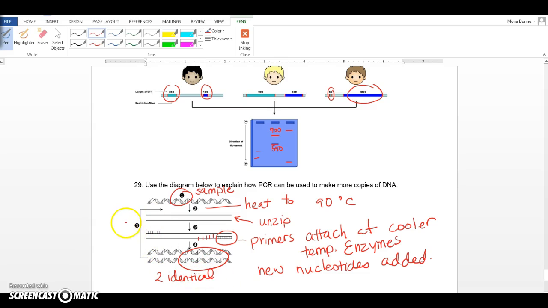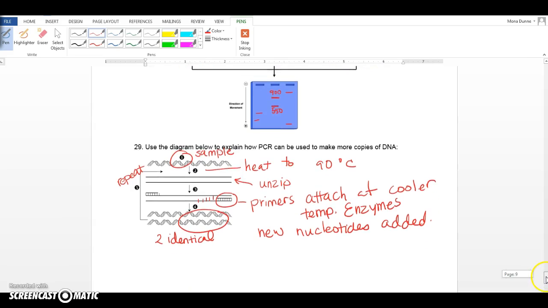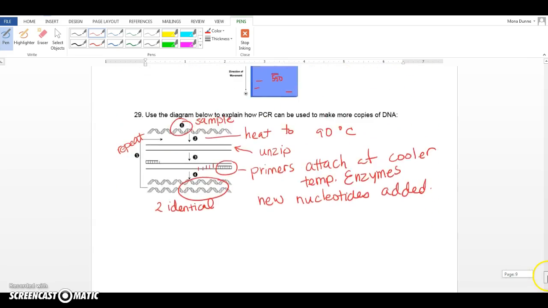And number 5, this process is just going to repeat again. We're going to heat up the DNA again. More primers are going to attach. New nucleotides are going to come in. And all of a sudden, we're going to get tons and tons of DNA copies. All right, and that's the end of our review.